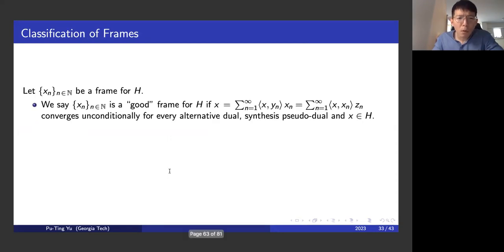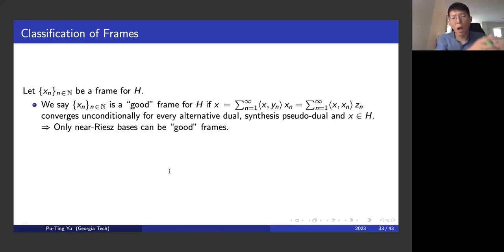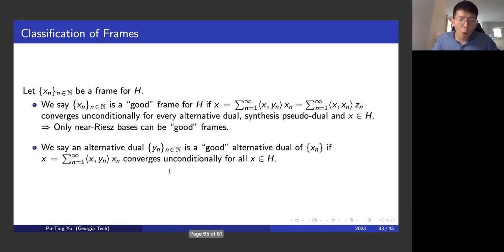So we know if we use the criterion, let's say, having an unconditionally convergent reconstruction formula for every alternative dual and the synthesis pseudo-dual and every x as a criterion to classify frames, then only near-Riesz bases can be good frames, which is what we just showed. So now we do have some criterion to distinguish good frames and bad frames by using this unconditional convergence. We also want to find a way to distinguish good and bad alternative duals by using, once again, the unconditional convergence of the corresponding reconstruction formula.